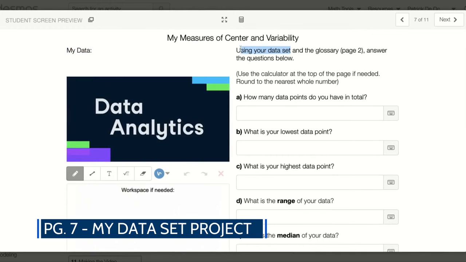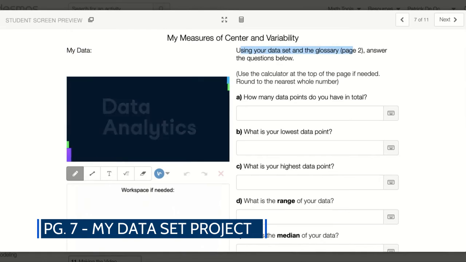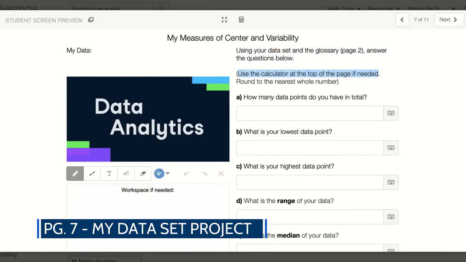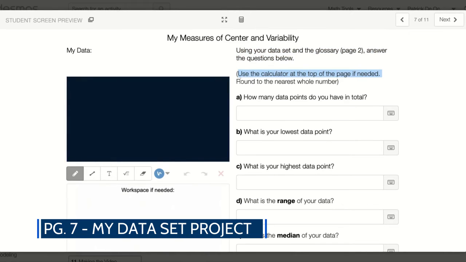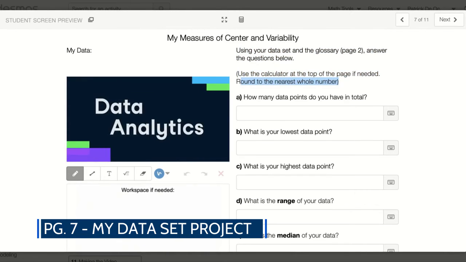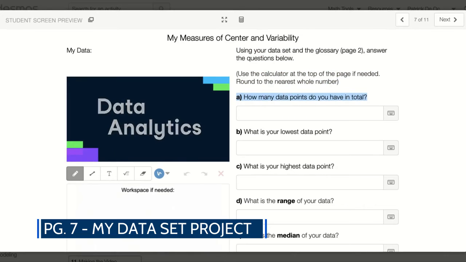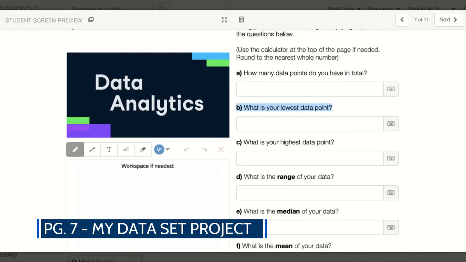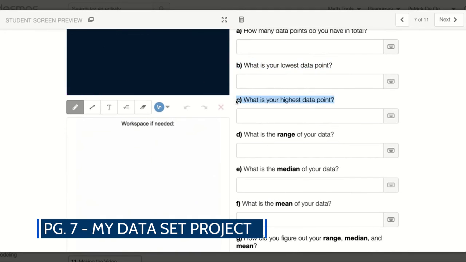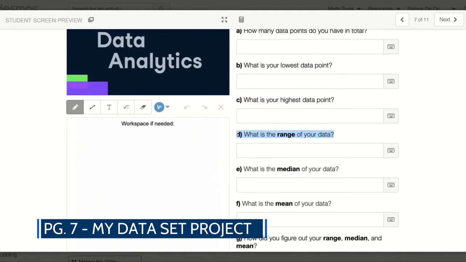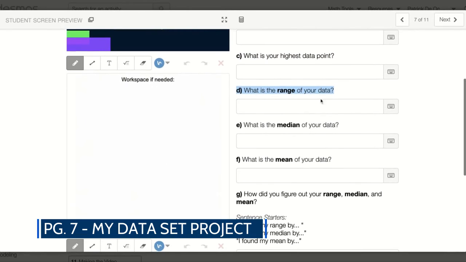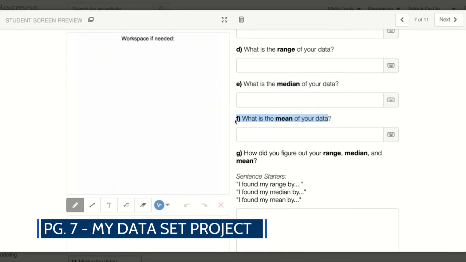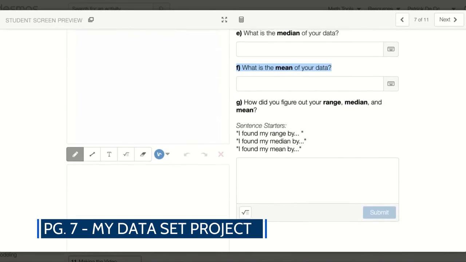Using your data set and the glossary on page 2, answer the questions below. Use the calculator at the top of the page if needed, and that calculator is here. Round to the nearest whole number. Letter A. How many data points do you have in total? Letter B. What is your lowest data point? Letter C. What is your highest data point? Letter D. What is the range of your data? Letter E. What is the median of your data? Letter F. What is the mean of your data?